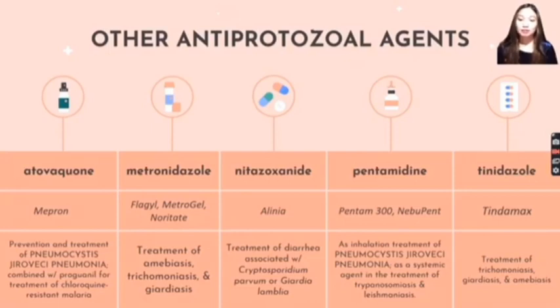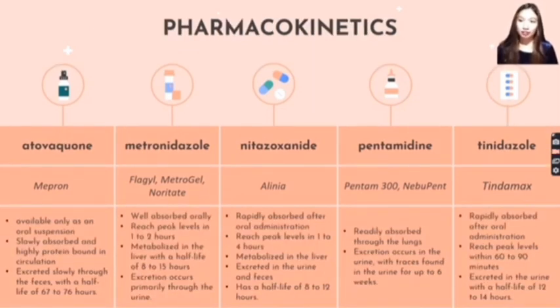Nitazoxanide has the brand name Alinia, and its usual indication is for the treatment of diarrhea associated with Cryptosporidium parvum or Giardia lamblia. On the other hand, pentamidine has the brand names Pentam 300 or NebuPent. It is an inhalation treatment for Pneumocystis jirovecii pneumonia, and it acts as a systemic agent in the treatment of trypanosomiasis and leishmaniasis. Furthermore, tinidazole has the brand name Tindamax, and it is a treatment for trichomoniasis, giardiasis, and amoebiasis. So the pharmacokinetics of these antiprotozoal agents are the following.